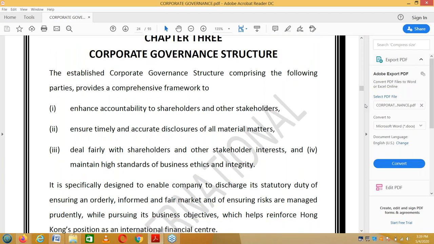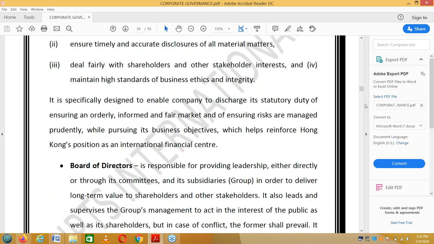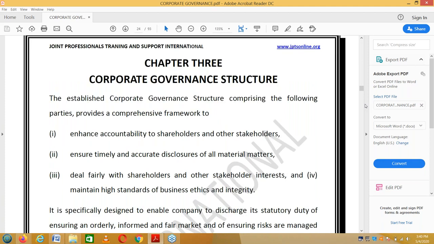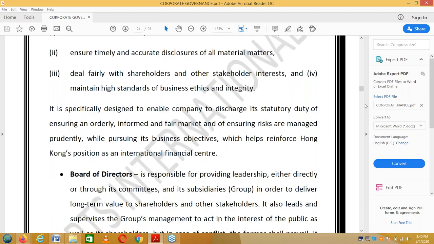It's also specifically designed to enable companies to discharge their duty of ensuring an orderly, informed, and fair market, and of ensuring risks are managed prudently while pursuing business objectives, which helps reinforce Hong Kong's position as an international financial center. Now, these four main structures will help the company to discharge its duty in an orderly manner to inform a fair market and ensure risks are managed prudently while pursuing its business activities.